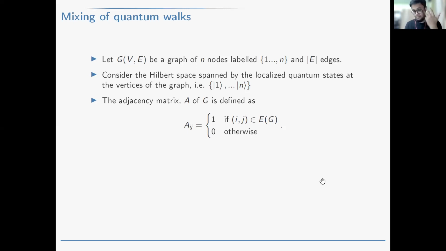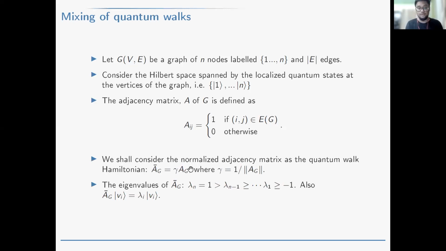Note that up to now, we have defined what the state space of your quantum walk is going to be. Now what we'll define is what the Hamiltonian is going to be. We'll consider the Hamiltonian, which again is a Hermitian matrix. In this case, it's symmetric. The adjacency matrix is a symmetric matrix for a simple graph, which is what we are considering.